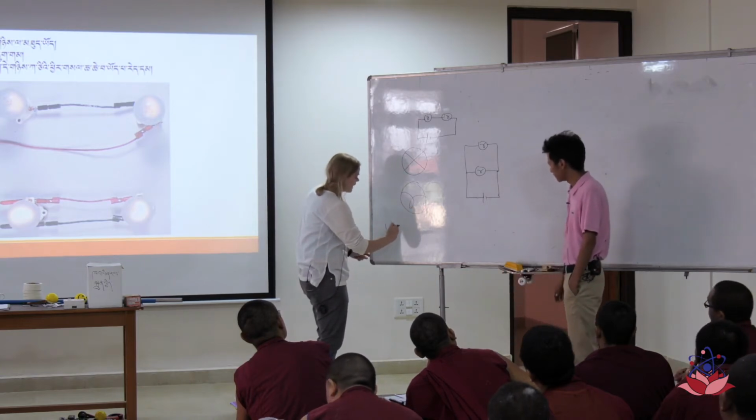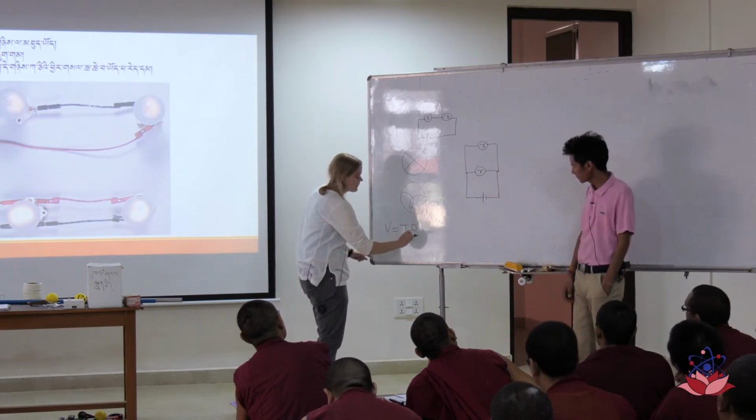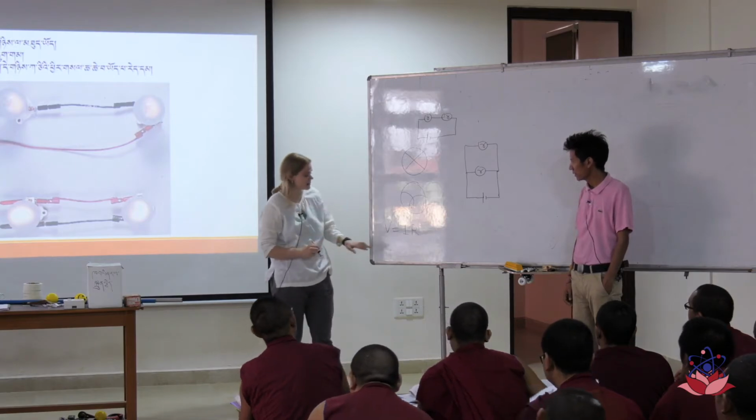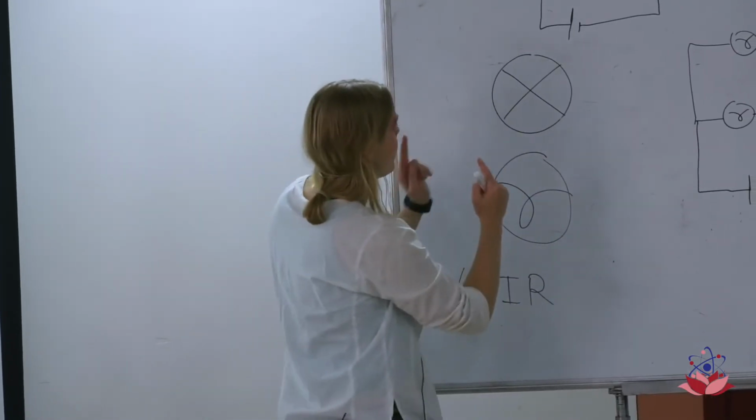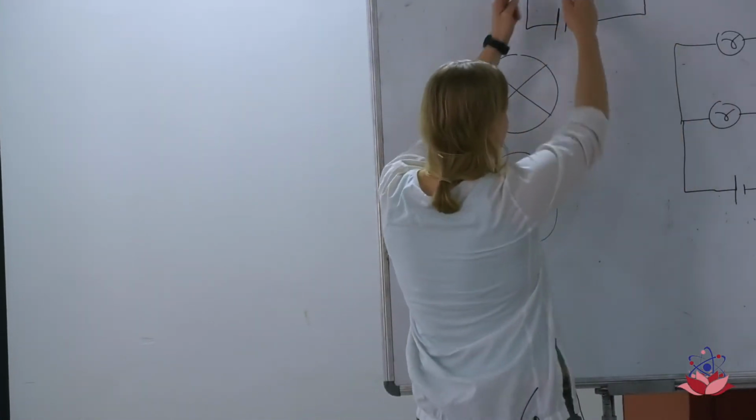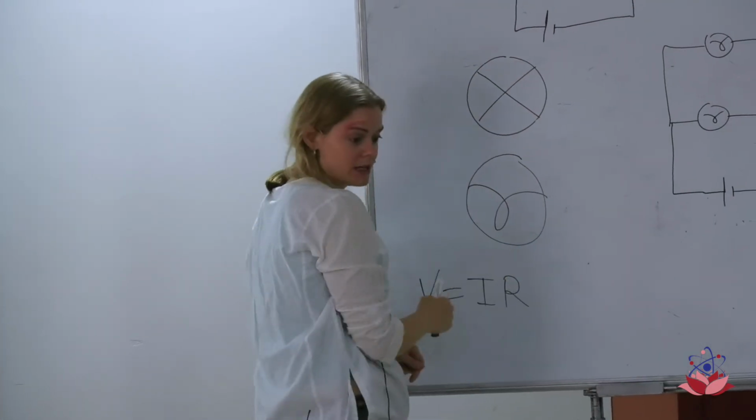And you discover that not only by observation, but you can look into the mathematics. You can look at the voltage drop across each individual light bulb and the resistance and calculate the current.